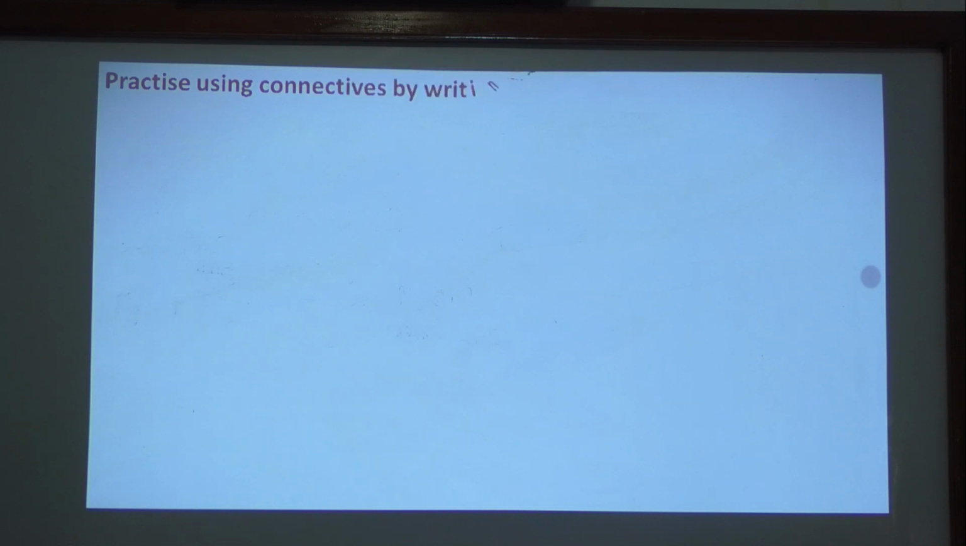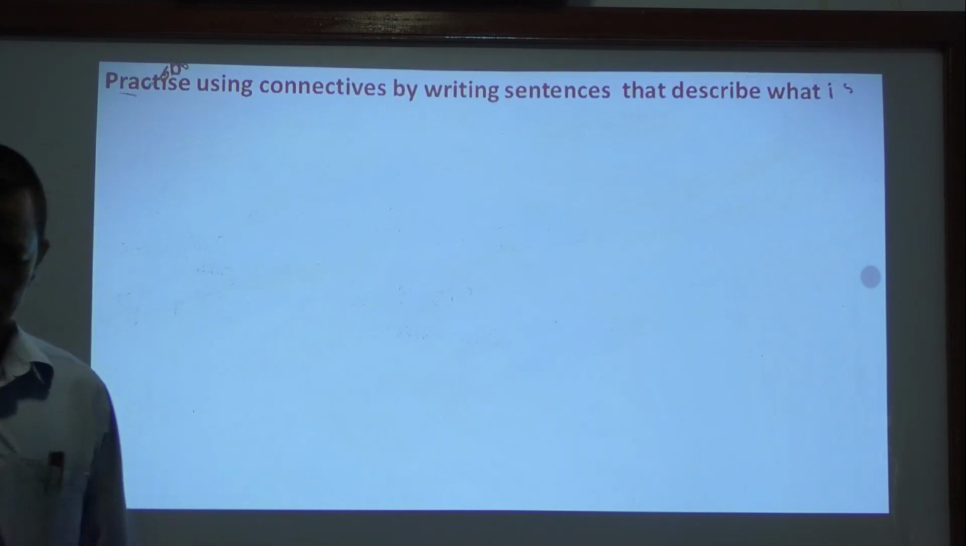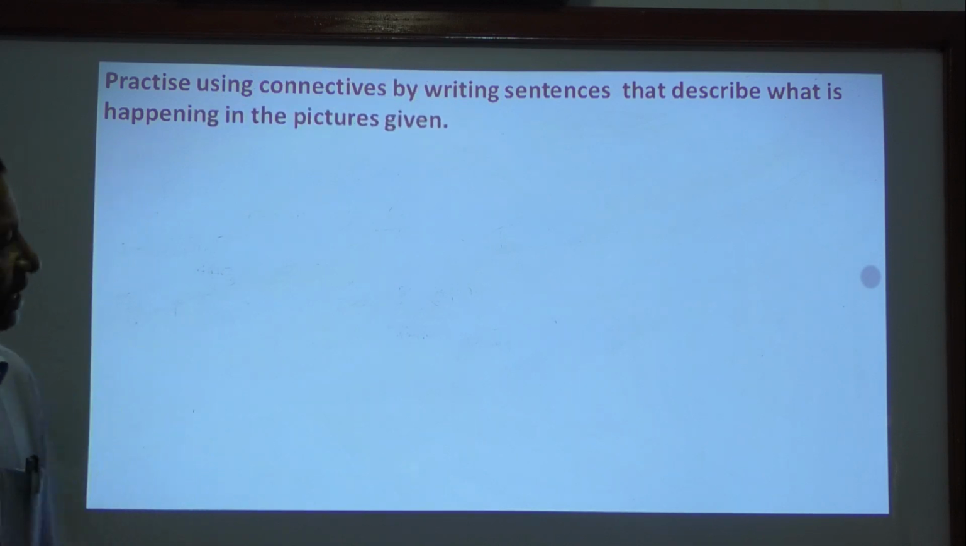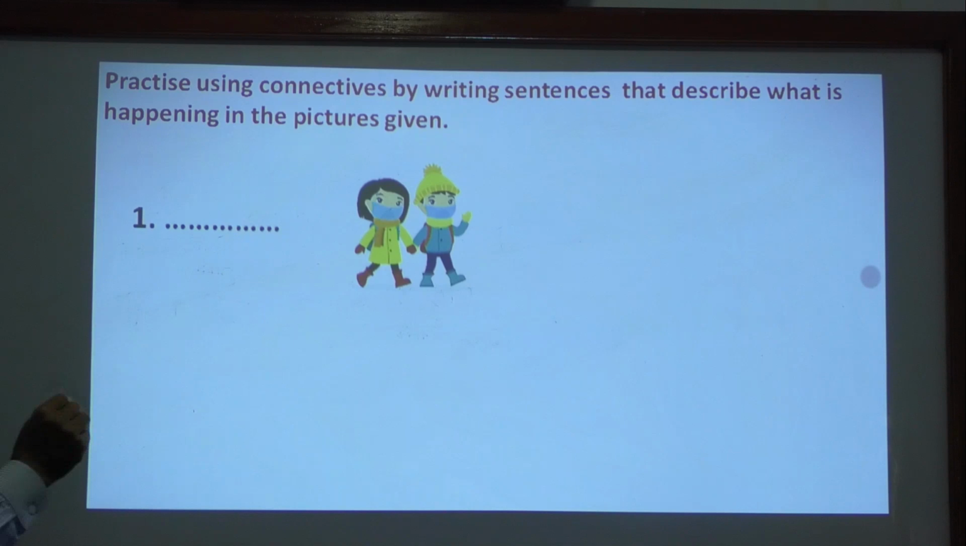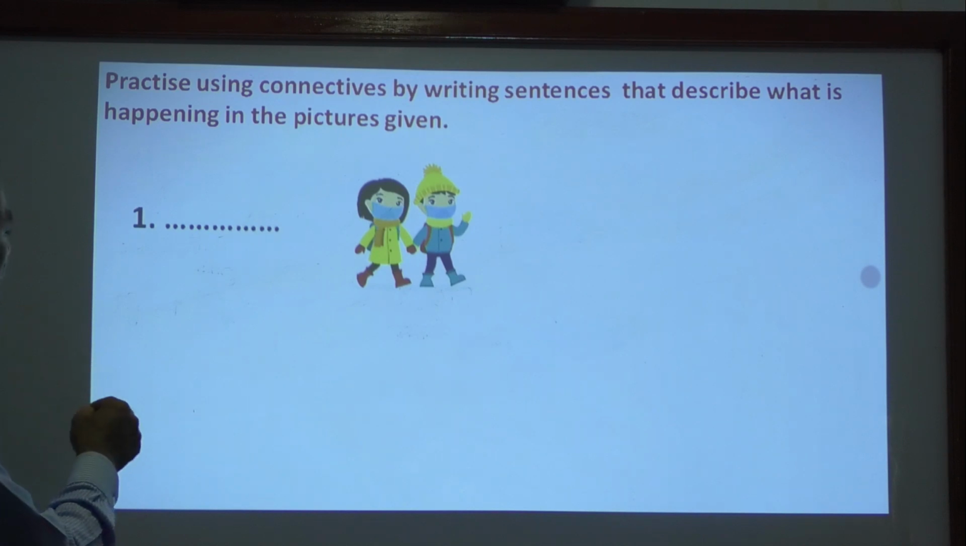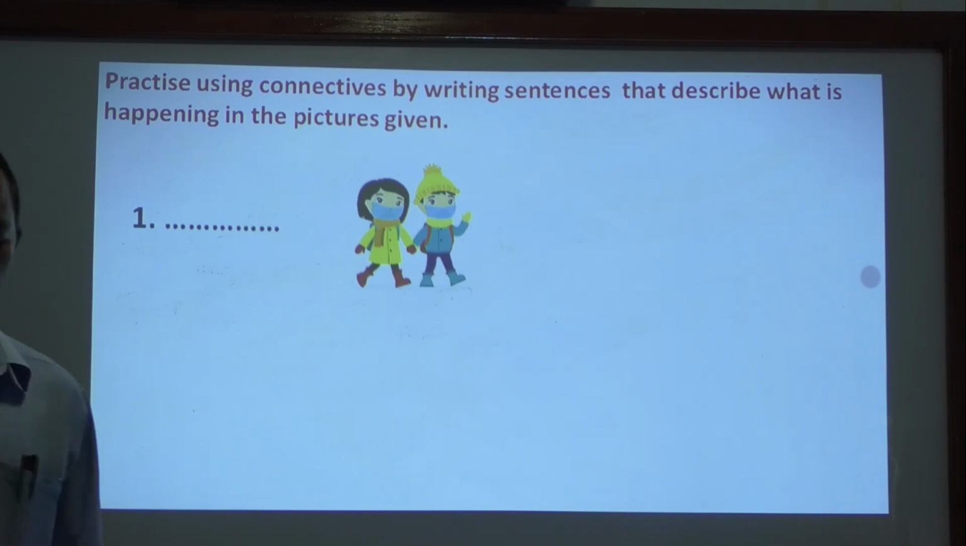It may be interesting for you, and you can pour your creativity in here. You can write your own sentences. Practice using connectives by writing sentences that describe what is happening in the pictures given. Alright, so what is here? And this is for you. You can see two children. I think they are going to school. Yes, they have covered their mouths. And why are they covering their mouths with masks? So you write about this picture using appropriate connectives. This task is for you.